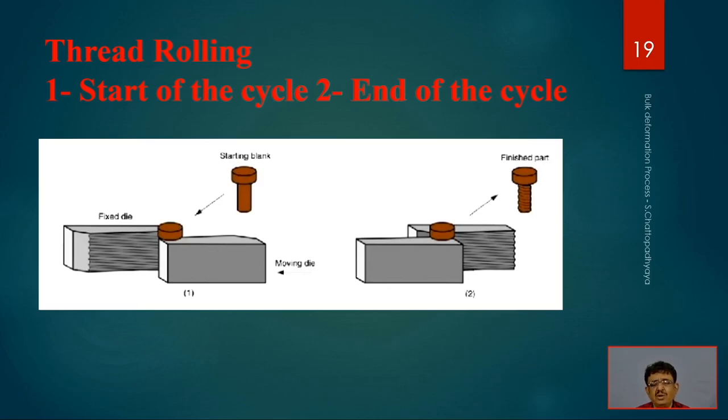So it is a long lead time process, so one has to plan accordingly. Immediately it cannot be done, but once it is there, then productivity is not a very big issue. So for all those mass production activities, thread rolling is a very popular one.